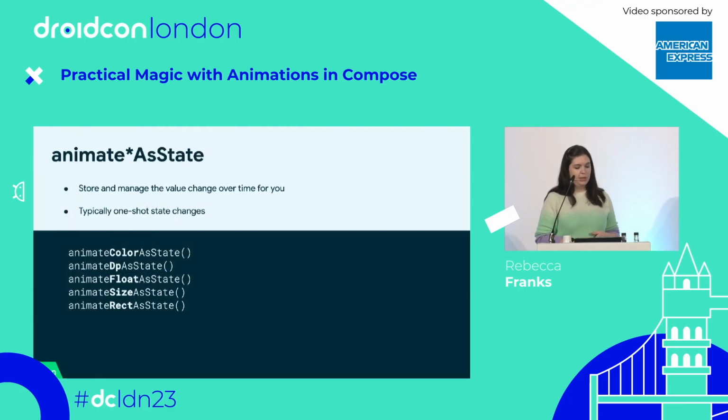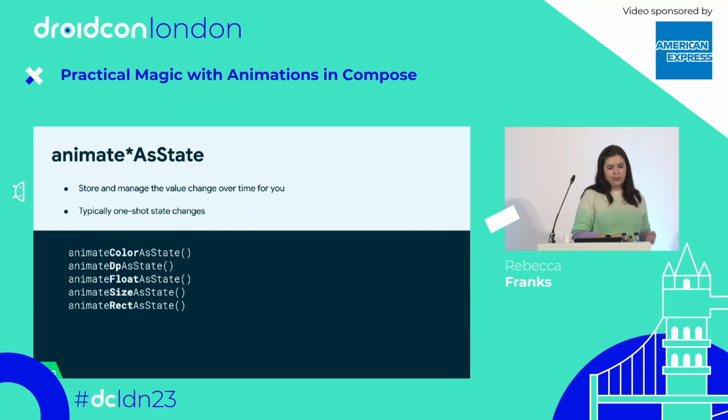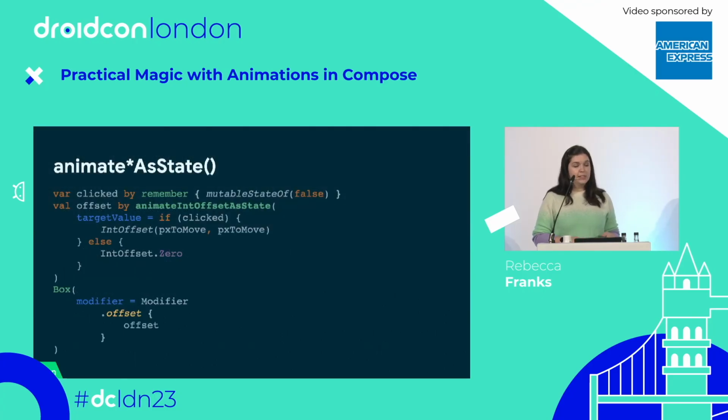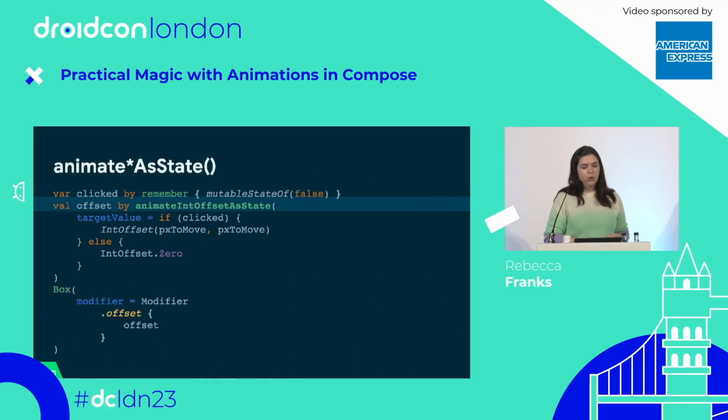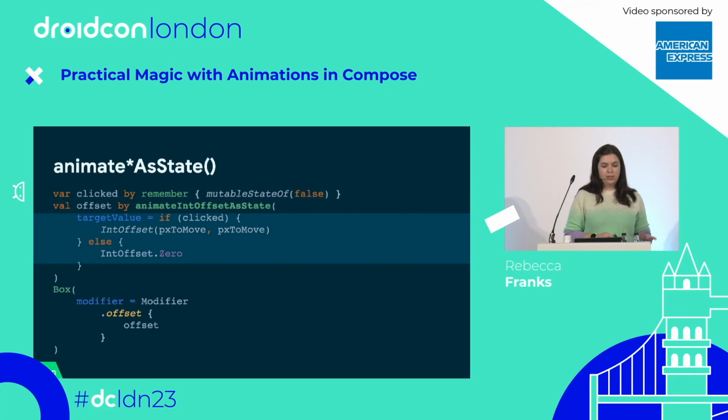Typically, for these kinds of state change animations, we can use the animate*AsState APIs. There are a bunch of built-in options, such as animateColorAsState and animateFloatAsState, for instance. These store and manage the value change for you over time. They are typically used for one-shot animation changes. So let's look at a quick example. In this example, we have a Boolean called clicked. We will adjust this value to true or false, and then using animateIntOffsetAsState, we will change the offset based on if the item is clicked or not. Giving it the new value of the offset, we can then pass this to our modifier to adjust it automatically.